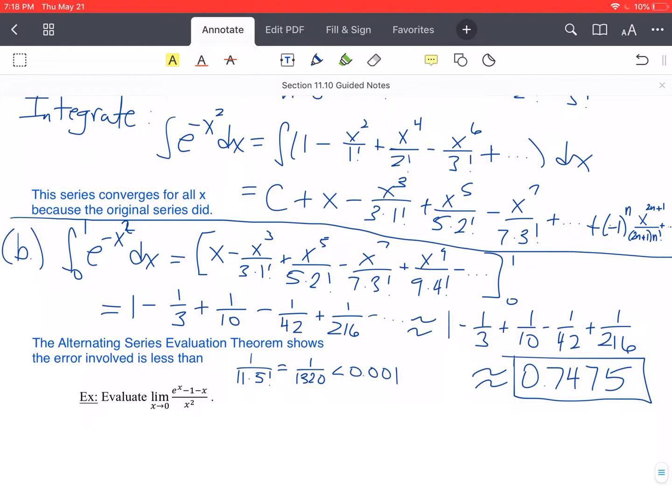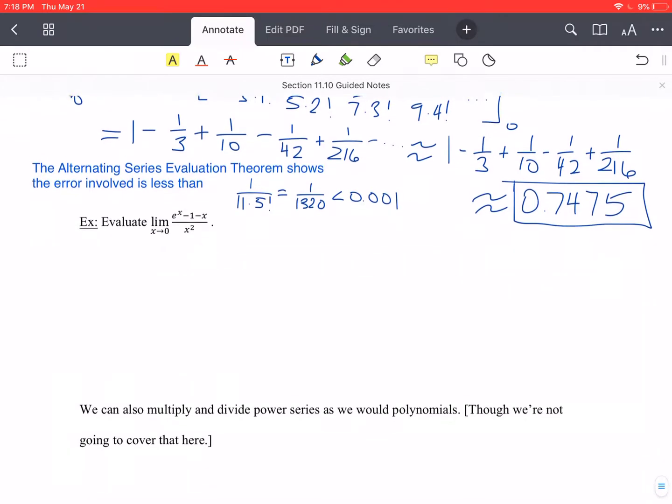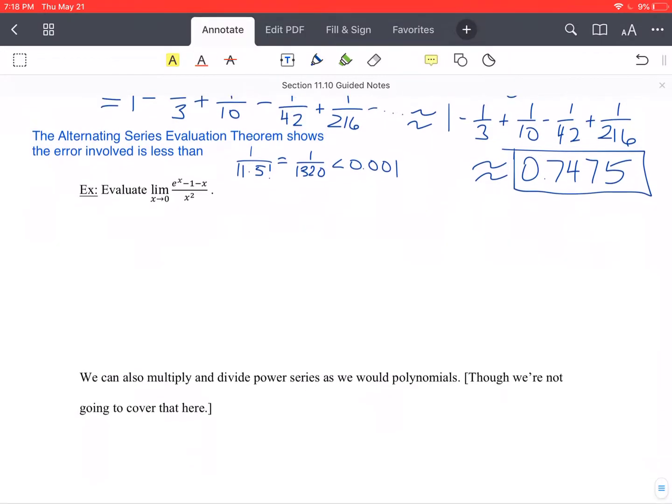Okay? So depending on how close you needed to get with this calculation, that could be sufficient, or maybe not. If you needed to be even closer, then you just go further along in the series, right? Add a few more terms on there. All right, and then we have one more example down here, evaluating a limit.